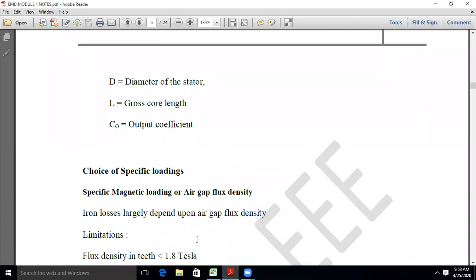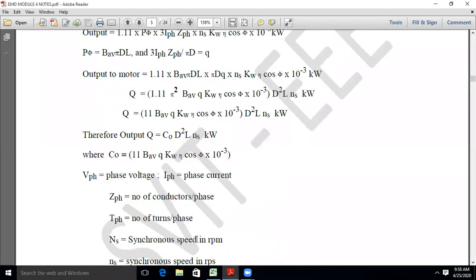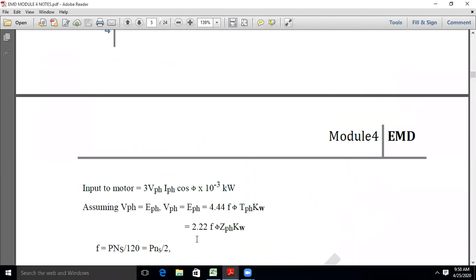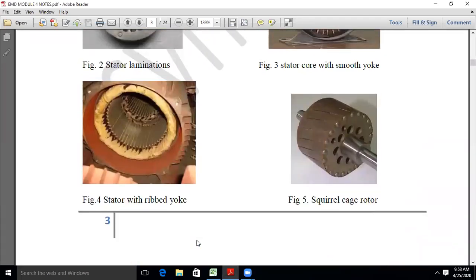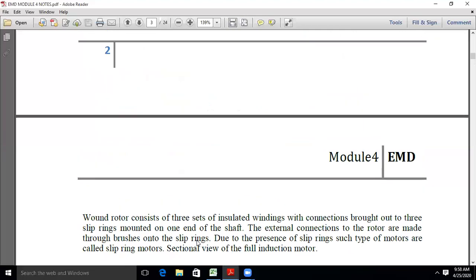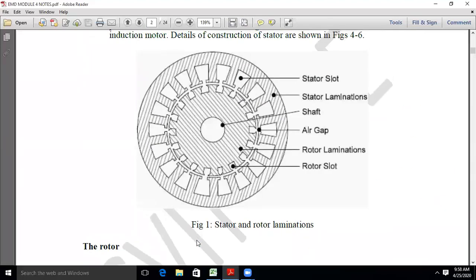There we have seen the basics of this particular induction motor. Here, this is the induction motor design. It has two parts: one is the stator and the other one is the rotor. Stator has stator slots, rotor has rotor slots. In between the stator and rotor, there is a gap, that is the air gap.